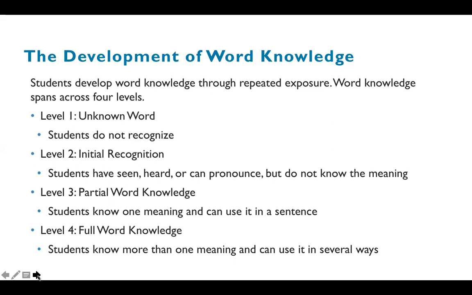Level 3 is partial word knowledge. Students know one meaning and can use it in a sentence. And then level 4 is the full word knowledge. Students know more than one meaning and can use it in several ways.